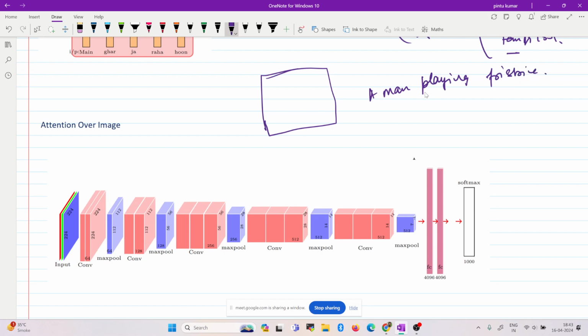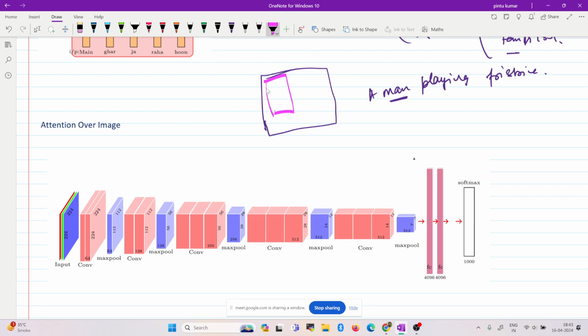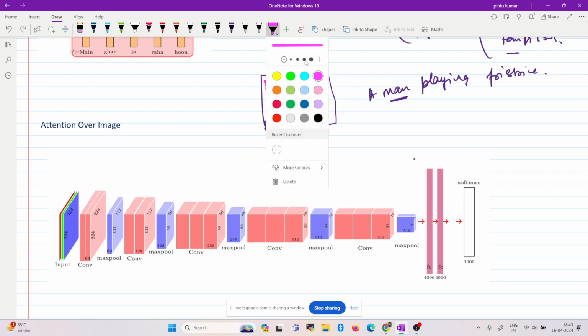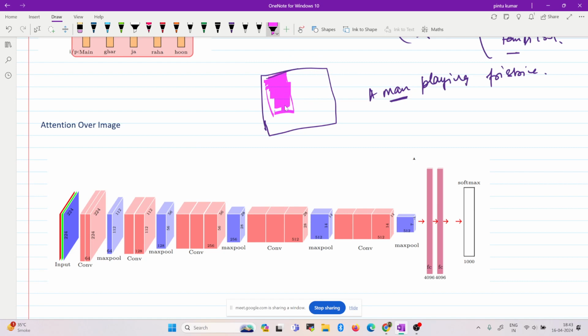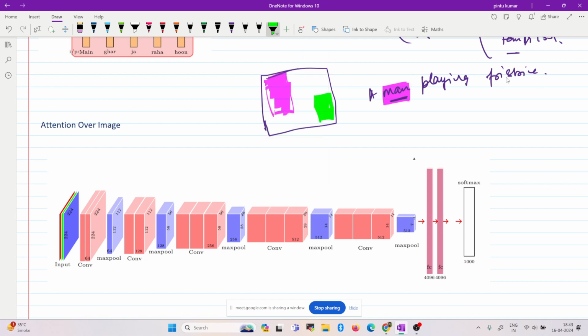Right. So for the word man, there would be a certain patch of your image. Let's say this is the patch of image that is responsible for the word man to be produced. And again, you have a patch of image that is responsible for frisbee. Okay. So you want to have a weighted sum of these positions so that you are able to focus on the right part.